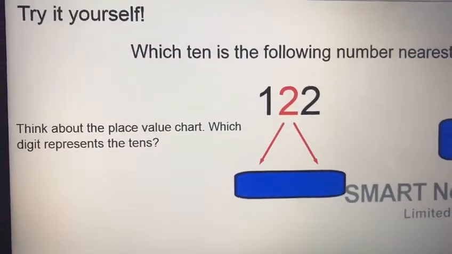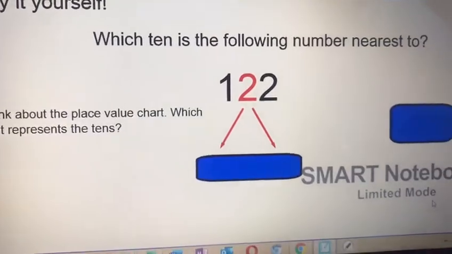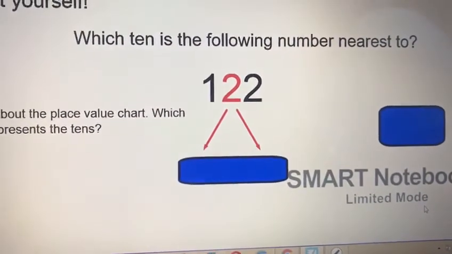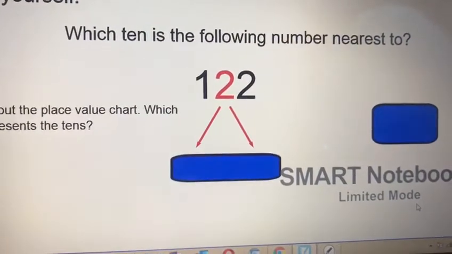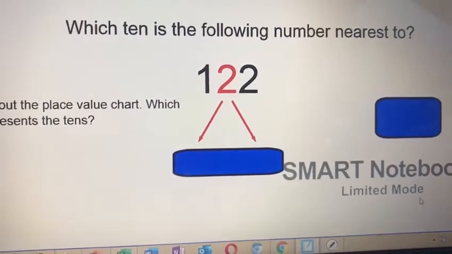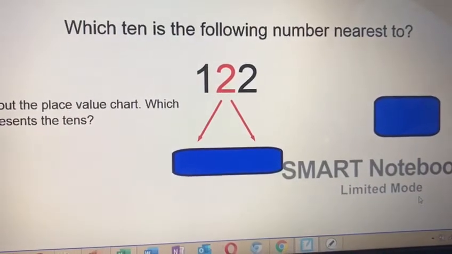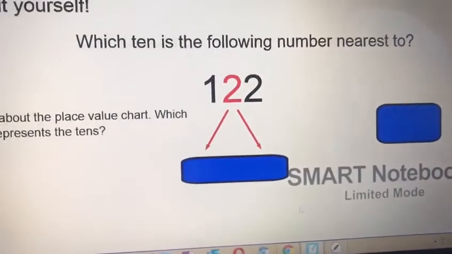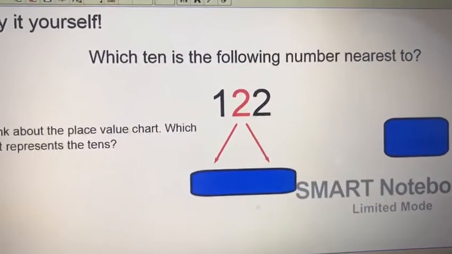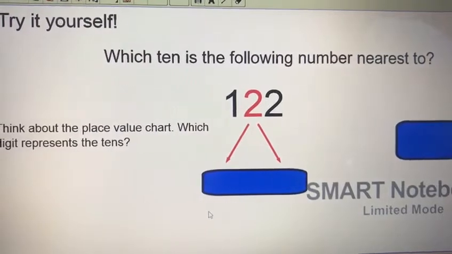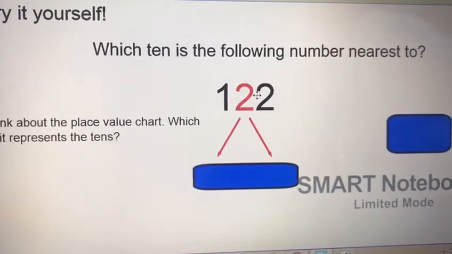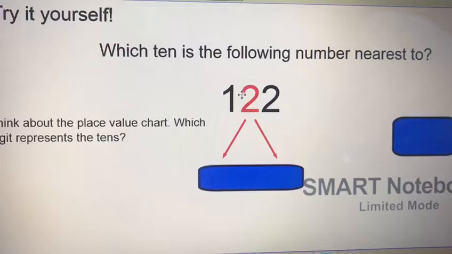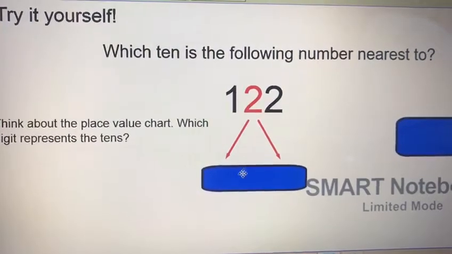Now you can try this yourself. So everyone, I want you to get your papers and write starter and start looking at this question. Which 10 is the following number nearest to? So think about your place value chart. Where are the tens in this number? So over here we have the 2, which represents the tens.